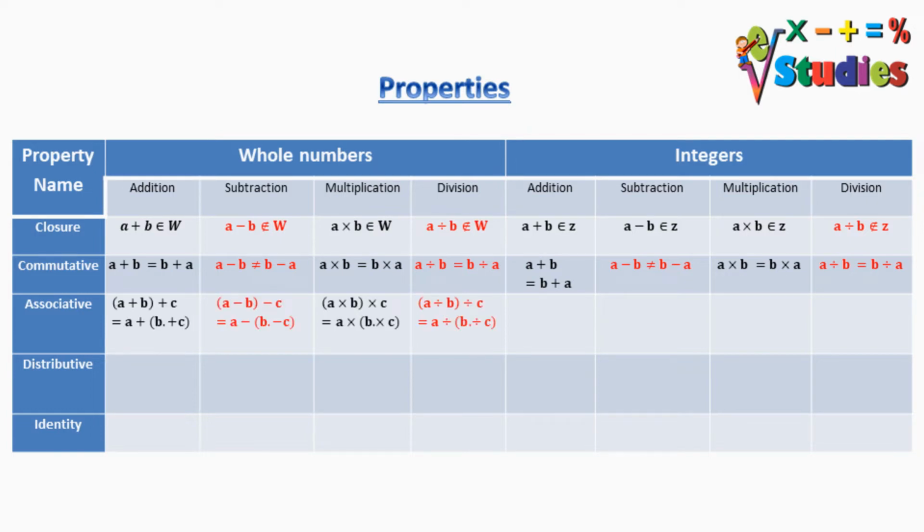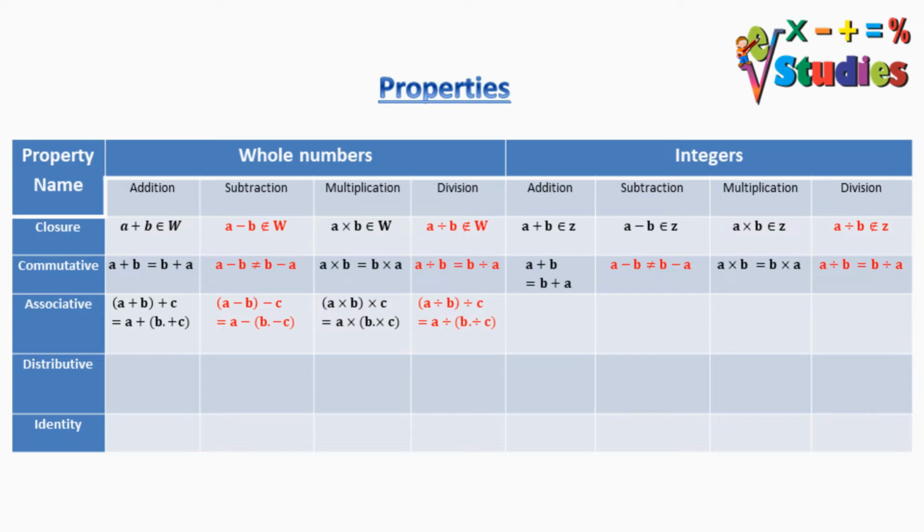The associative property is about grouping two of the three integers. So here, in addition, we have grouped A and B, and then we have added C. Whereas on the other side, we have grouped B and C, and then we have added A. So changing the grouping on both sides doesn't change the answer for addition and multiplication, whereas for subtraction and division it does. So we can say that whole numbers are associative under addition and multiplication, but not subtraction and division.